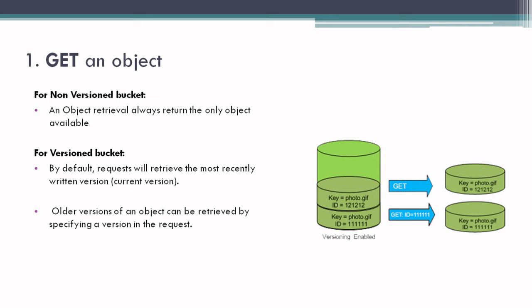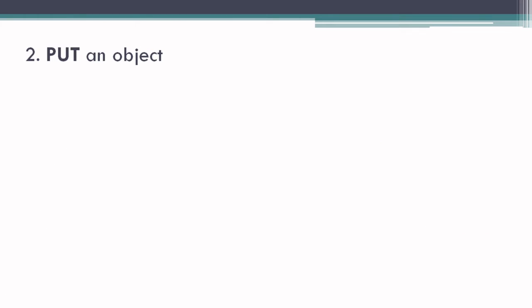So we already saw, for a non-version bucket, you will always have only one object with version ID null, and whenever you call a get request, you will retrieve only that. And for a version bucket, when you call a get request, you will get the current or latest version, and if you want a specific version, you have to pass the particular version ID in the request.